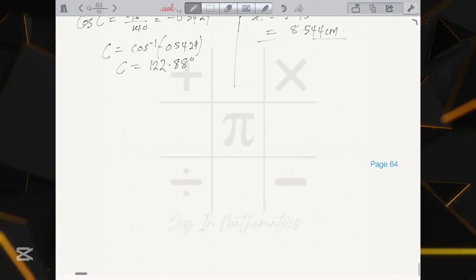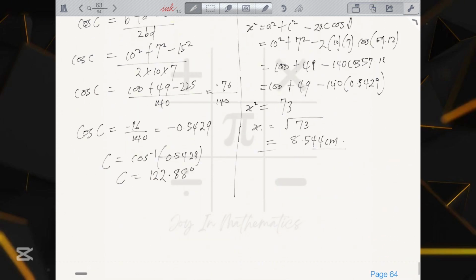Should we take a quick recap on cosine law? Yes, let's do that. C squared is equal to a squared plus b squared minus 2ab cos C. B squared is equal to a squared plus c squared minus 2ac cos B. And finally, we'll have a squared is equal to b squared plus c squared minus 2bc cos A.